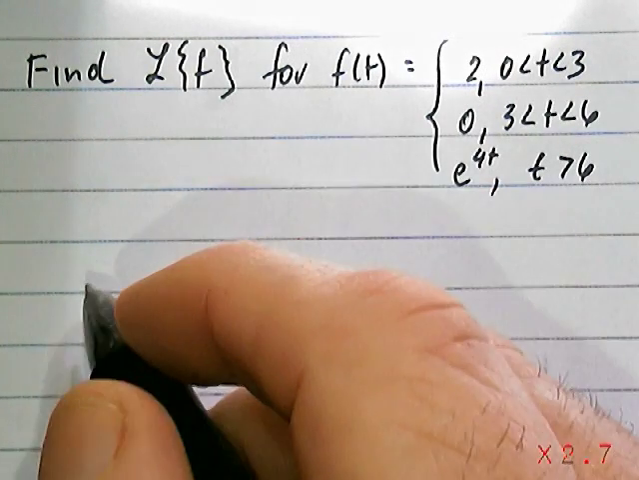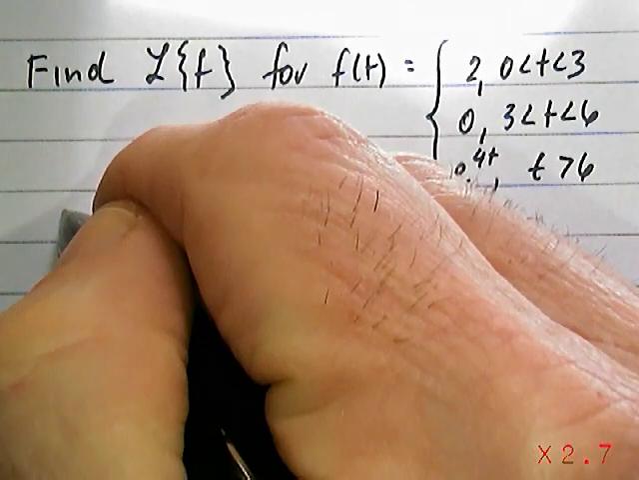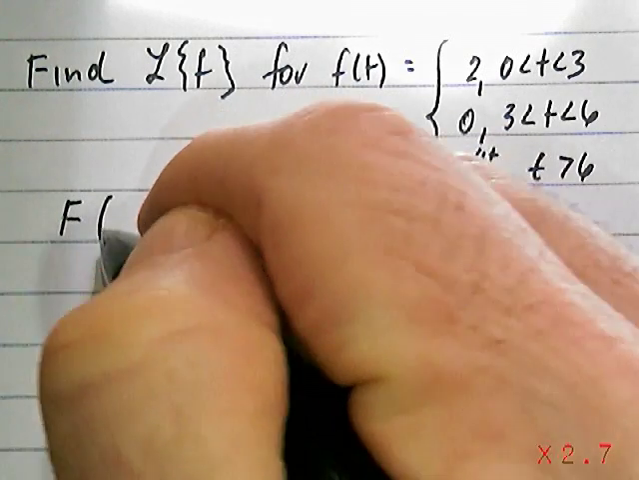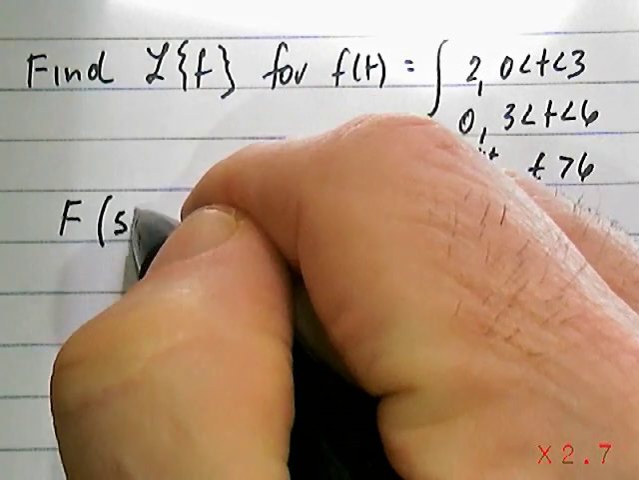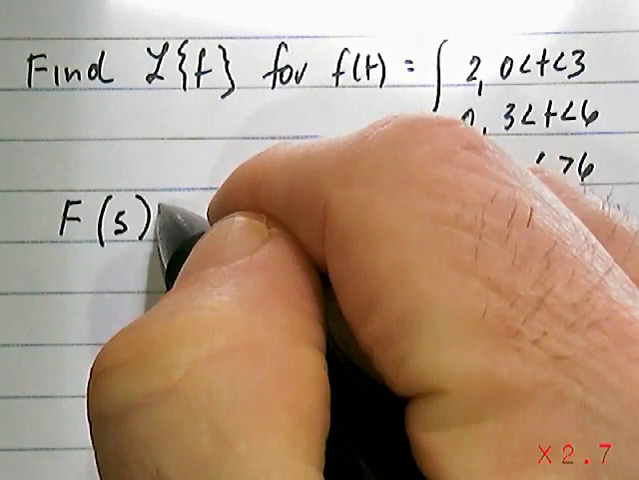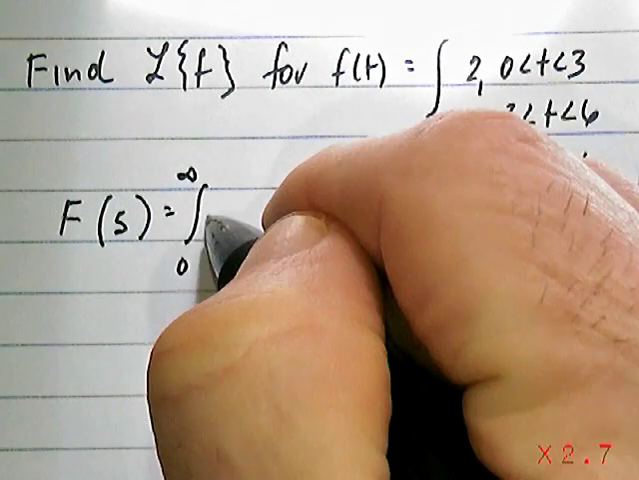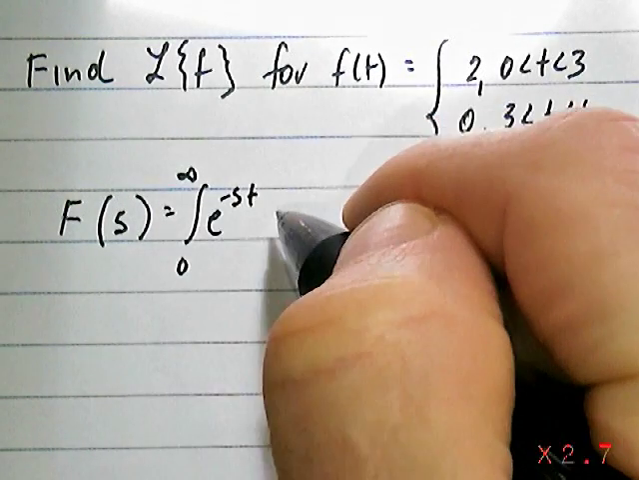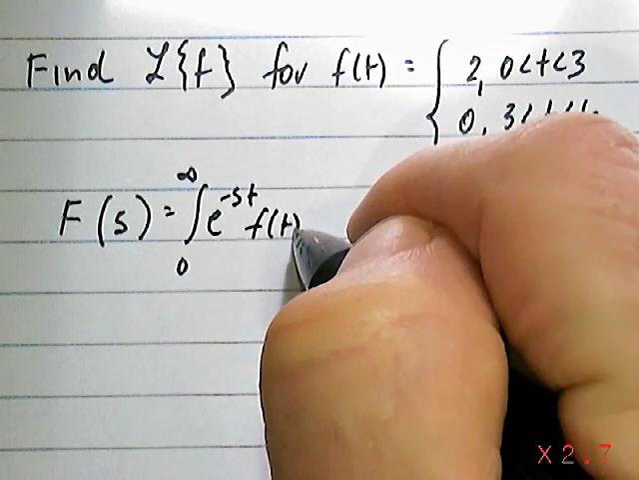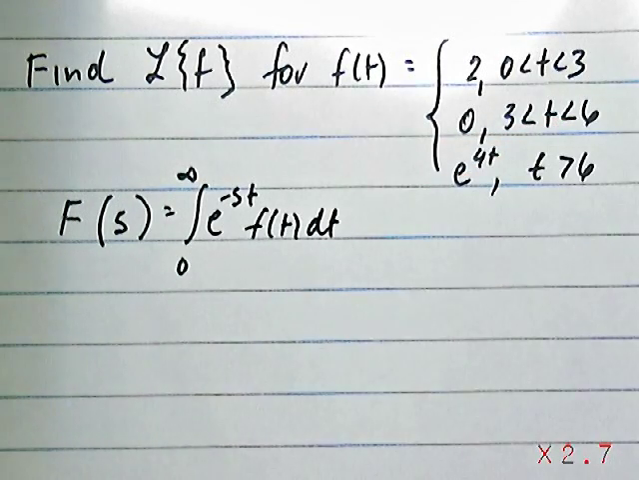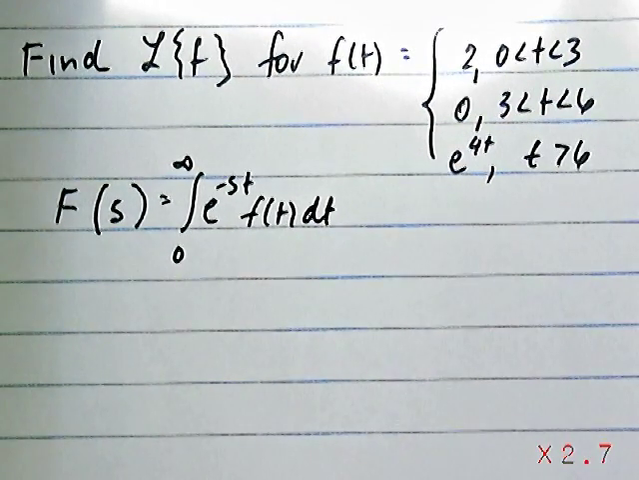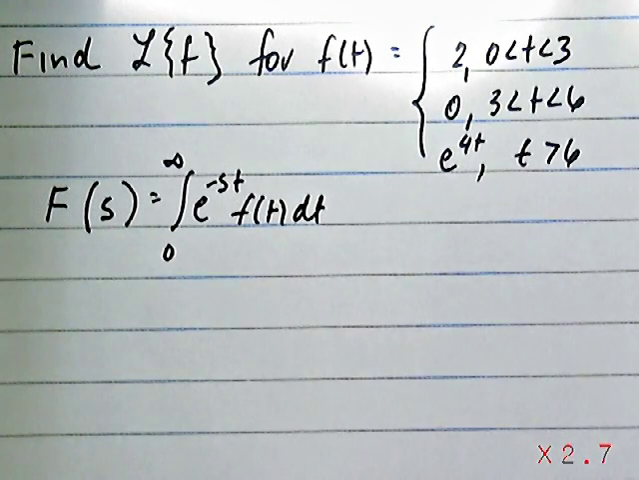So by definition, the Laplace transform of this function little f of t is going to be capital F of s, which is the integral from 0 to infinity, e to the minus st little f of t dt. So we'll derive what the Laplace transform is directly from the definition of the Laplace transform.